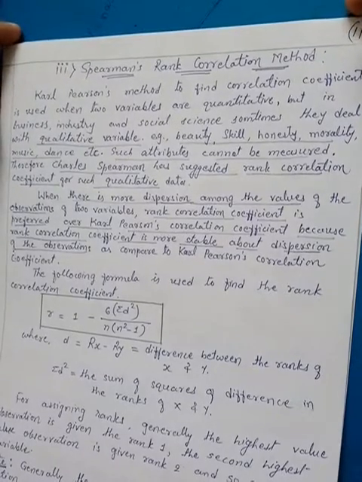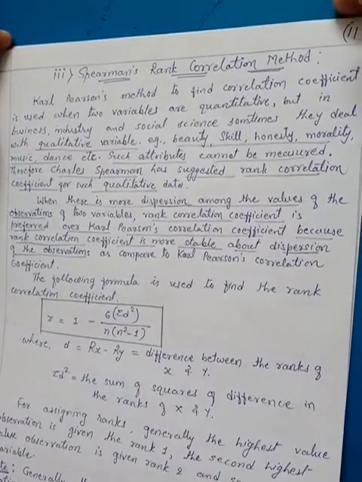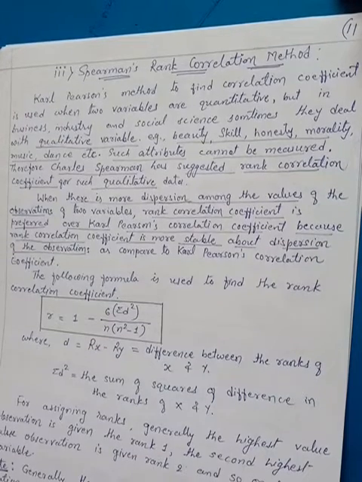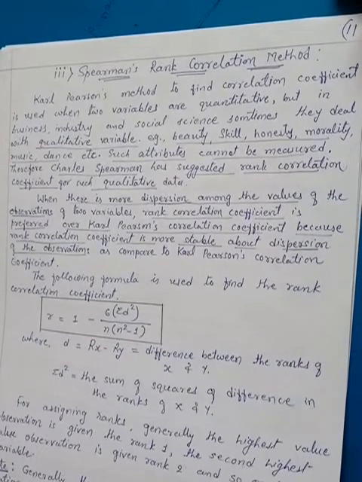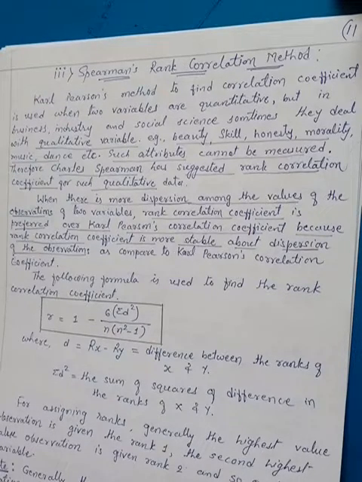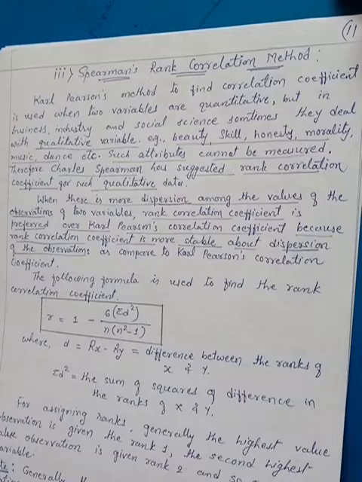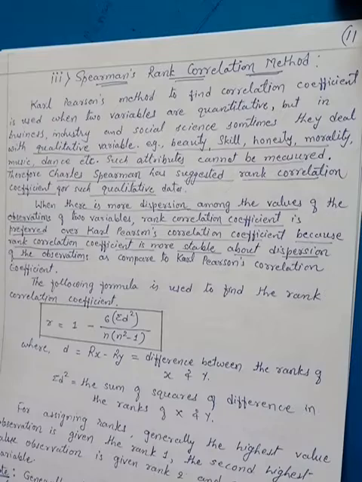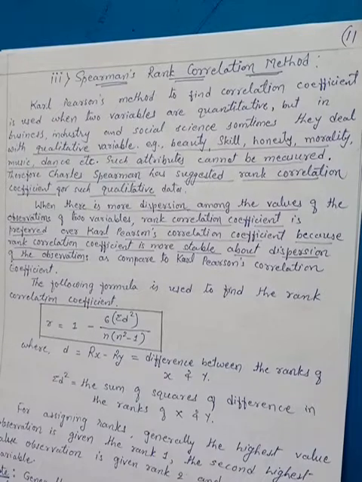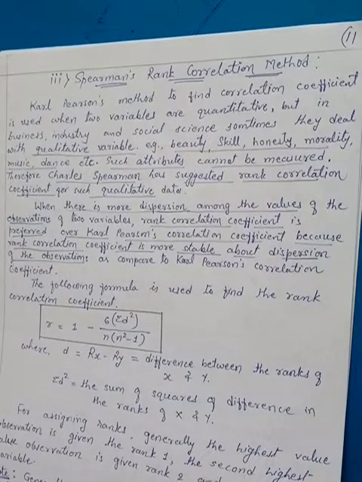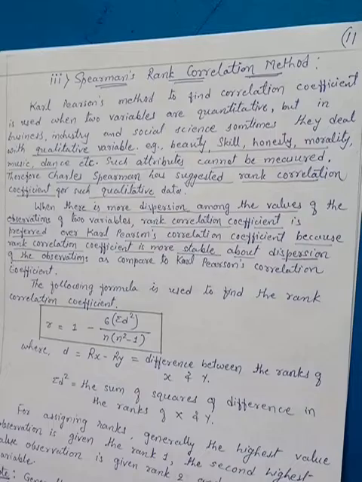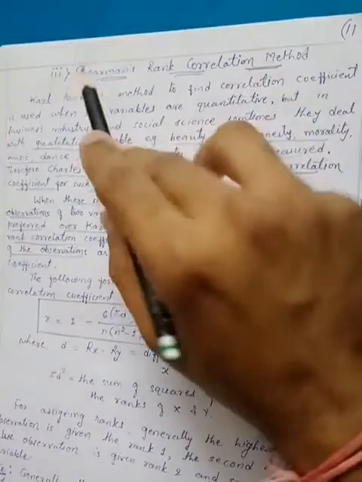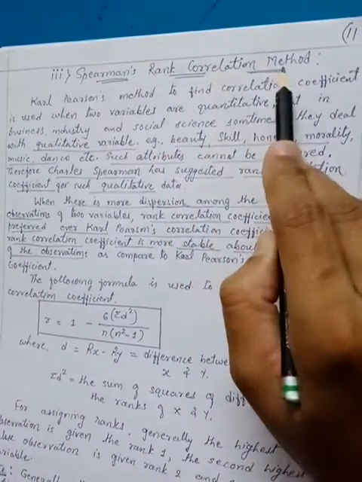Okay, in the last session, we have finished exercise number 2.2, where we calculated the correlation coefficient among two variables with the help of Karl Pearson's product moment method. Now we'll move on to the third and last method to define the correlation coefficient between two variables. That method is called Spearman's rank correlation method.